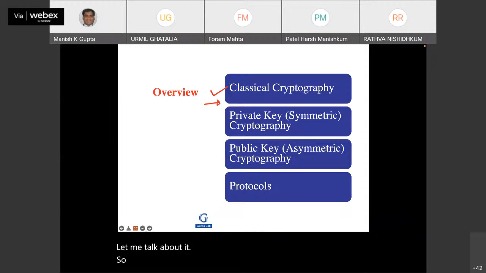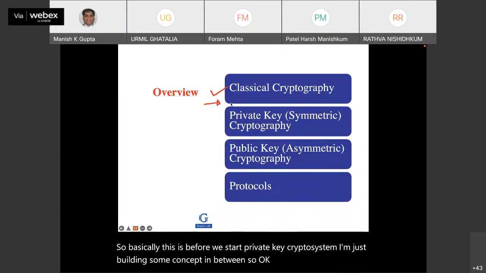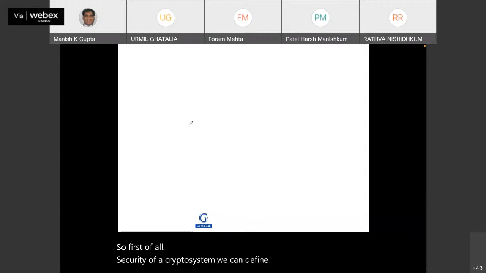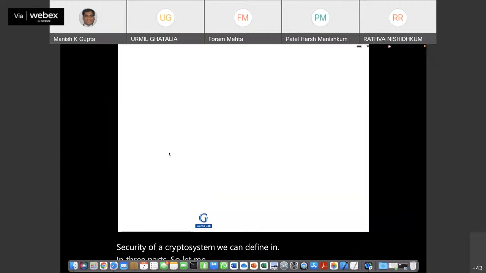This is before we start private key crypto systems. I'm just building some theoretical foundation in between. Let me choose a pen, and now we are ready. First of all, the security of a crypto system we can define in 3 parts.